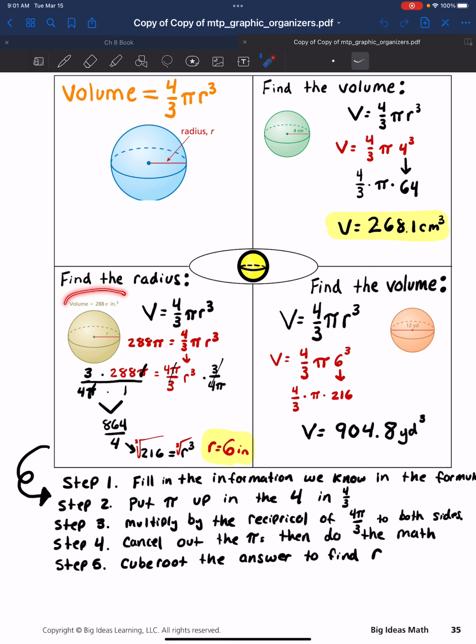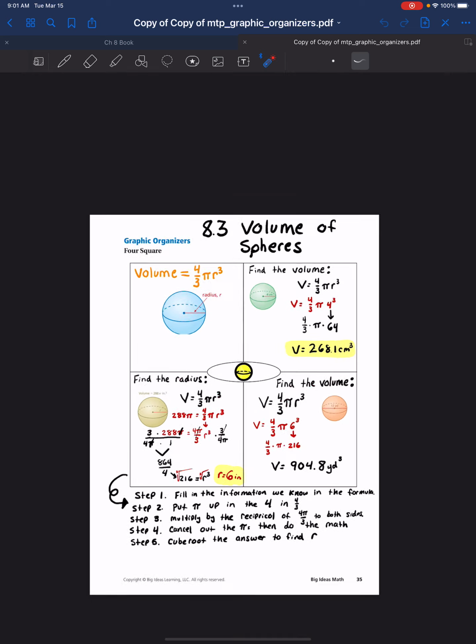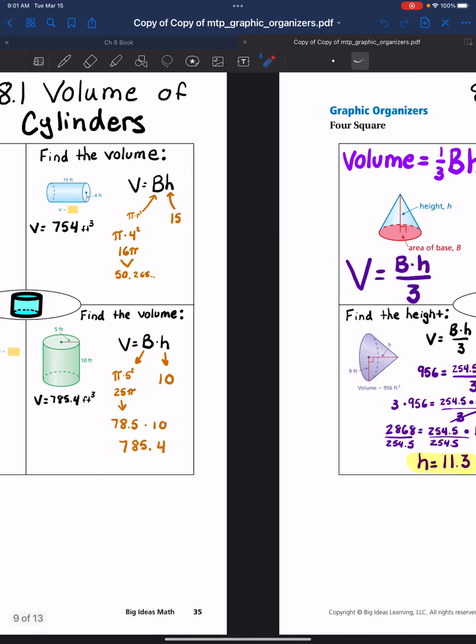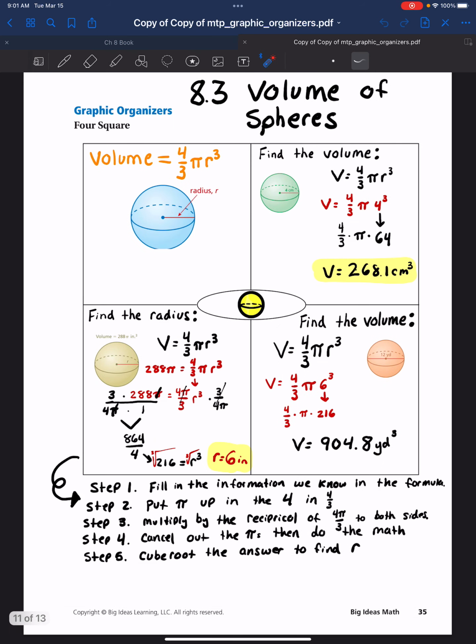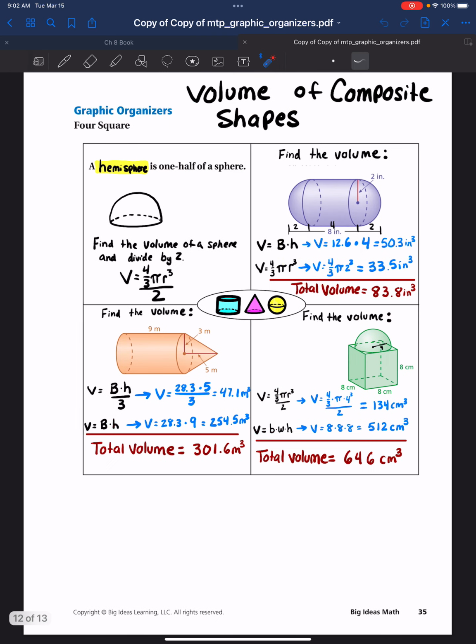So this one was a little bit more complex compared to all the other ones where you had to find height. Those ones are a little bit more straightforward, just get the variable alone type stuff. These ones were a little bit harder, so maybe we'll do some examples of those in this video too.